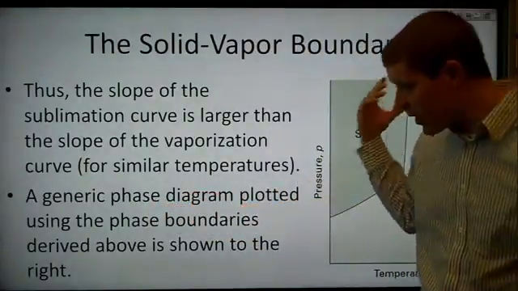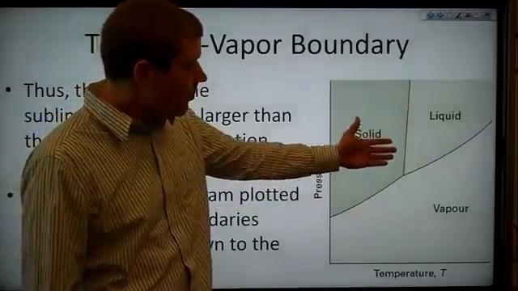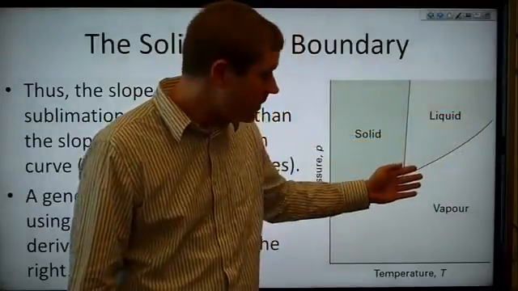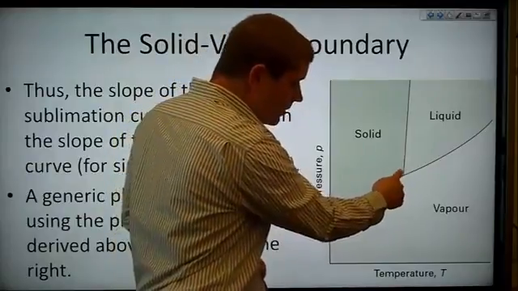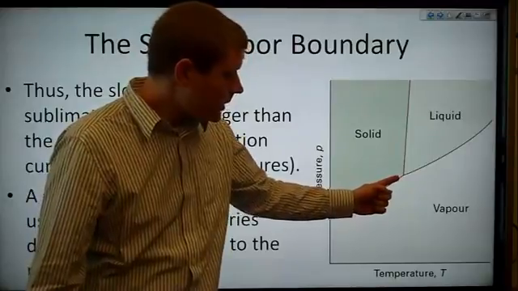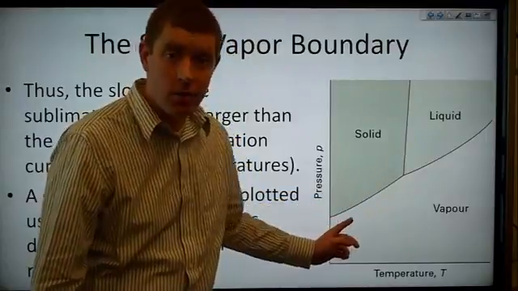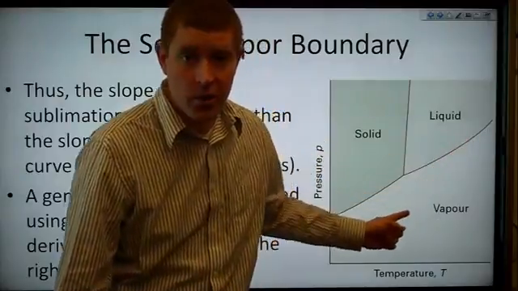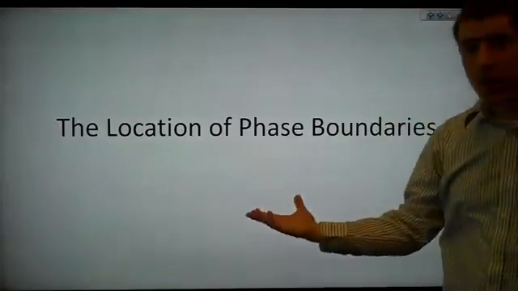A generic phase diagram is plotted over here. Now we have our very steep solid-liquid phase boundary, we have our much shallower liquid-vapor phase boundary, and then we have our solid-vapor phase boundary. Note that near the triple point, the slope of our sublimation curve is higher than the slope of our vaporization curve. And that's the location of phase boundaries.